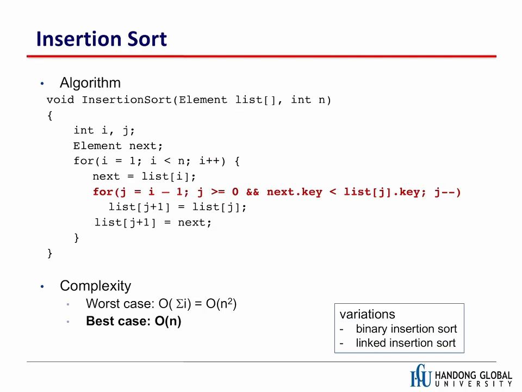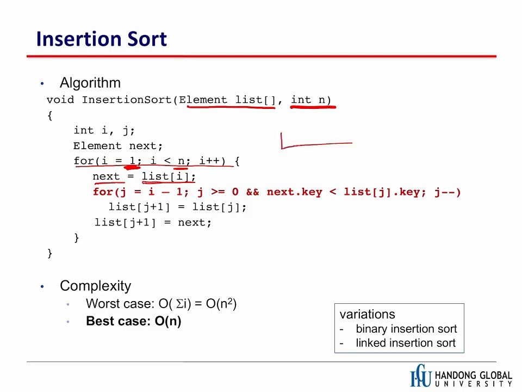Okay, so let's implement the algorithm. We get the list array and the total number of elements, n. Now we have one for loop. It goes from 1 to n-1. In the previous slide, we said we assume that the first element is already sorted, so we start from the second element to n-1. And then list[i] will be copied to next. So we just copy that.